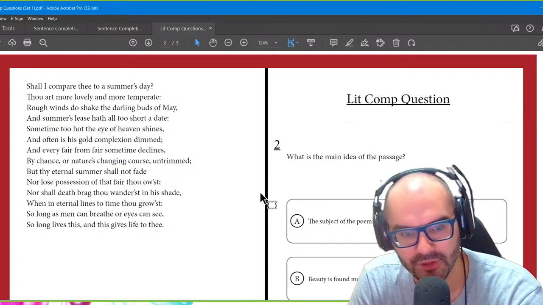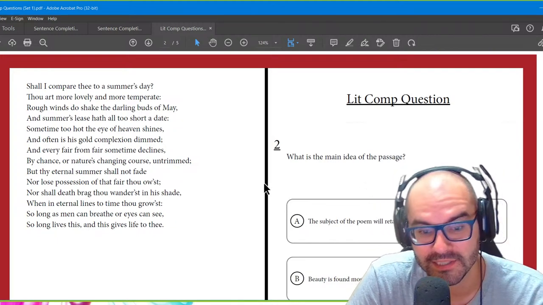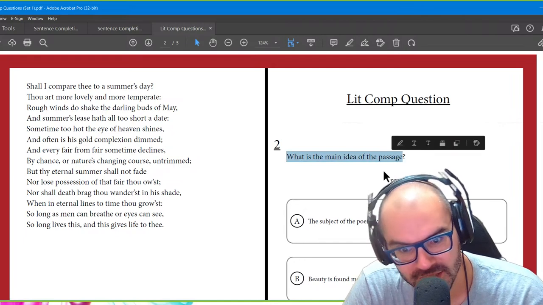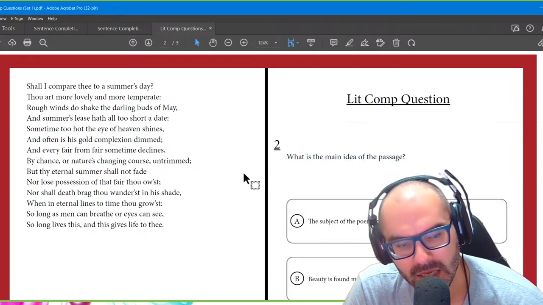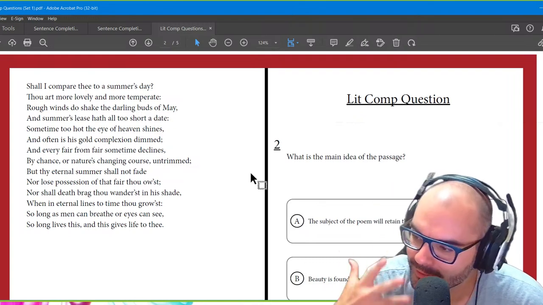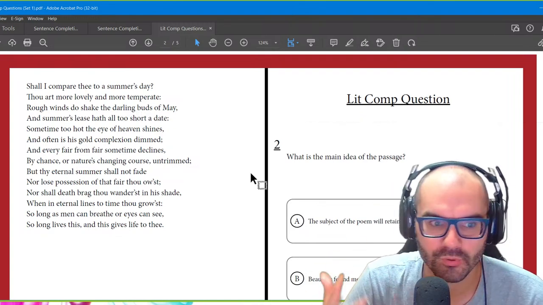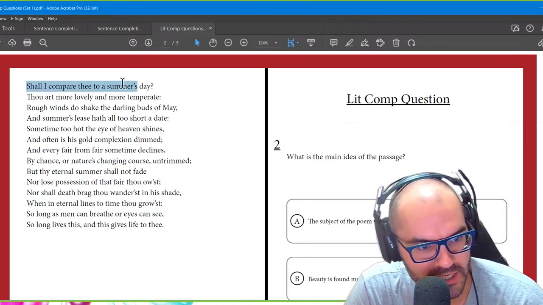This is another example of this. This is another Shakespearean poem. This is a sonnet. Now they're asking just for the main idea of the whole passage, right? So again, I want to try to paraphrase this or put this in my own words. And this first line is pretty easy to understand.